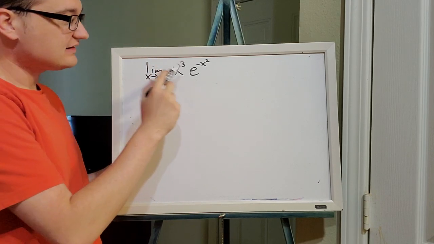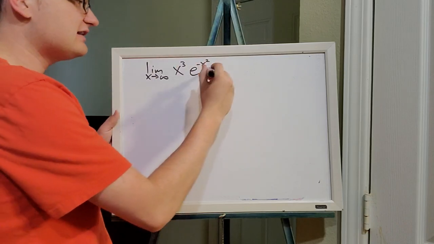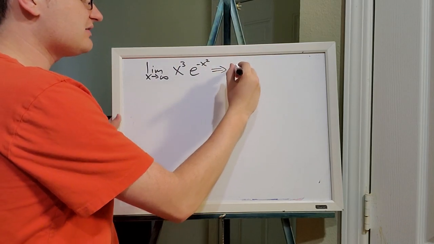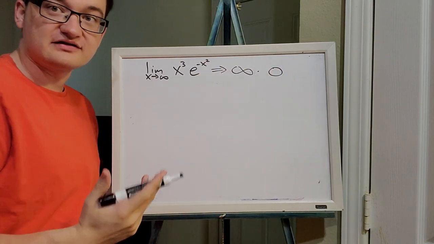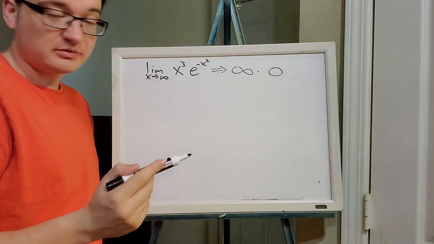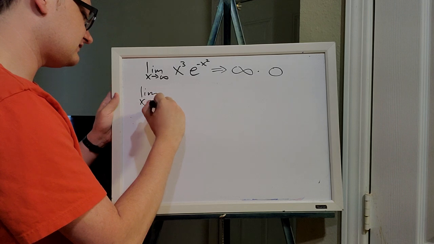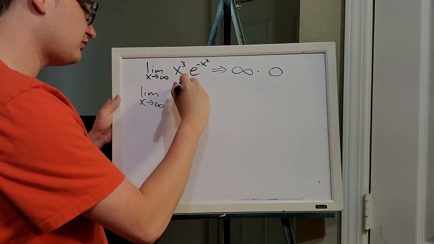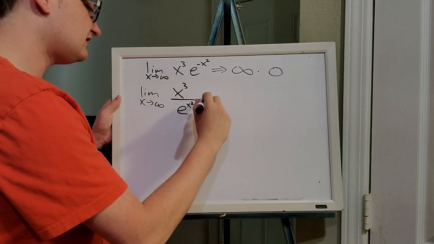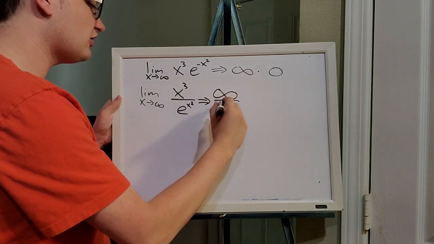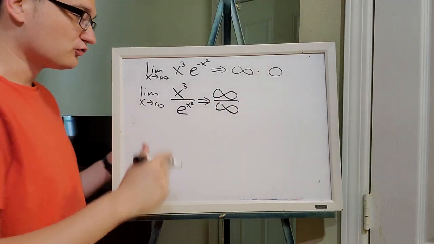x cubed times e to the negative x squared. Well, if we apply this limit, we're going to end up getting the x cubed going to infinity and the e to the negative x squared is going to 0. Indeterminate form. Let's rewrite it. This one's pretty easy to rewrite because of that negative exponent. If we apply the limit, we get an infinity over infinity indeterminate form. So we can apply L'Hopital's rule to this fraction.